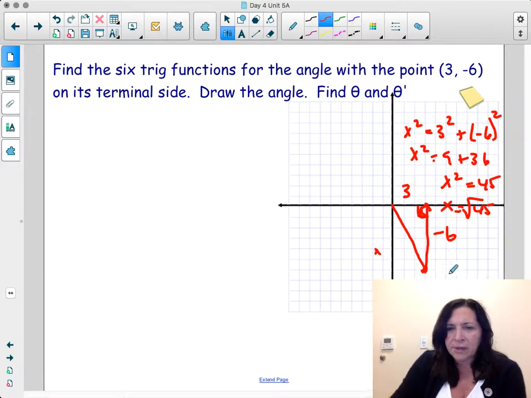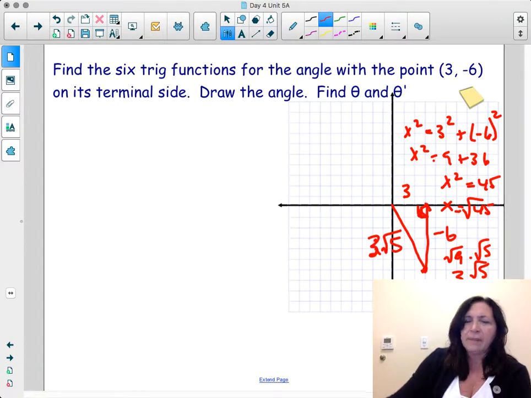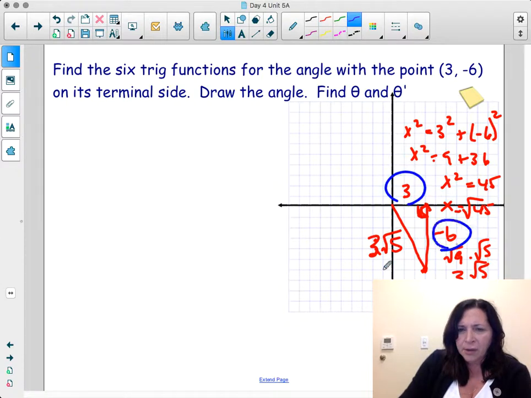Oh boy, don't leave it like that. Square root of 45 is actually the square root of 9 times the square root of 5, which is 3√5. So my third side is 3√5. Okay, so let me just circle these because there's a lot of red over here going on.